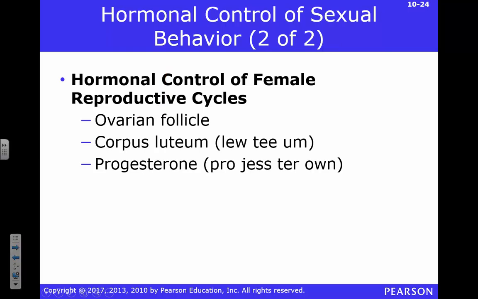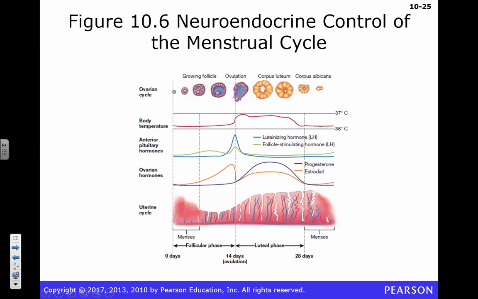Don't worry about this too much. These are just some other hormones that fluctuate to control that cycle. Here's your body temperature. Again, body temperature does change, but it's a very small shift, right? It's not a huge shift in your body temperature. There are other things, again, that you can do. I'm not going to ask you a whole lot about this.